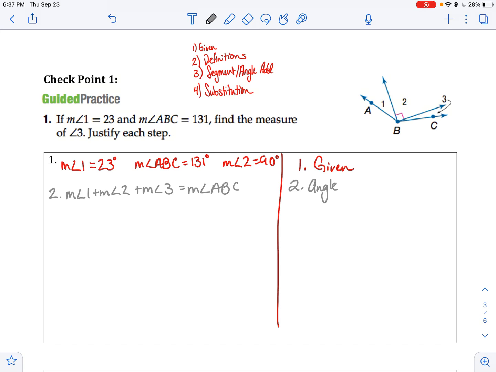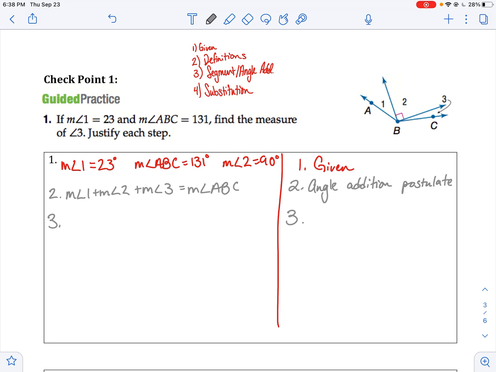Got to watch out for those. Easy to get into a groove. Angle addition postulate. Okay, step 3. We're going to substitute some known values. We did our givens, we did our definitions, we did the segment postulate or angle addition postulate. Now we're going to do substitution.